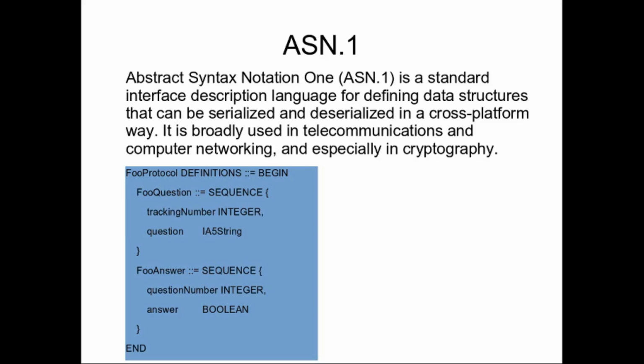Here is one sample, if you want to define some protocol definitions. It will start with a big A, and then if you ask a question, that will be a sequence of tracking number, question number, and then the question. Similarly the answer will come again as a sequence, and in the sequence we will have the question number and an answer, and that's it. So this is one very basic ASN.1 structure.